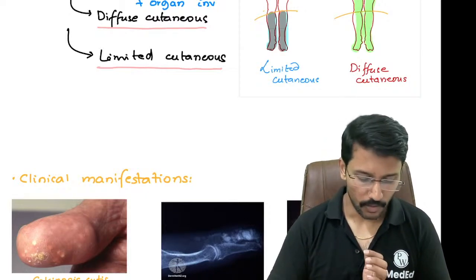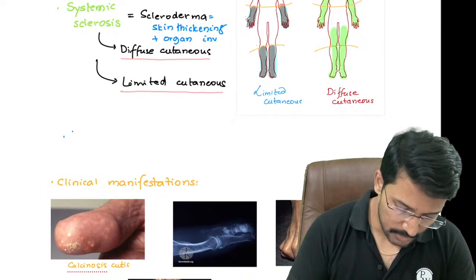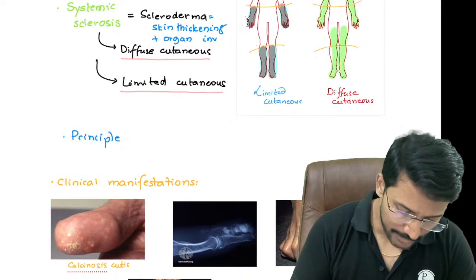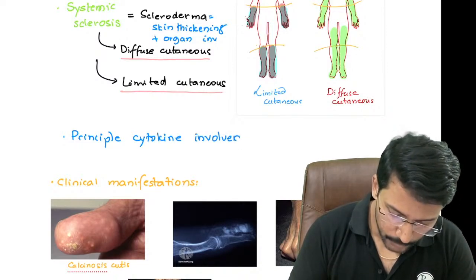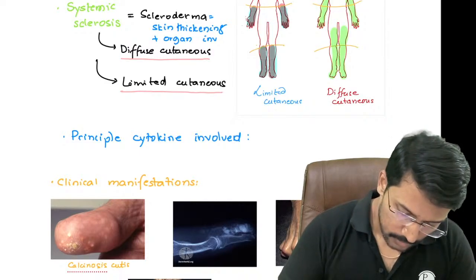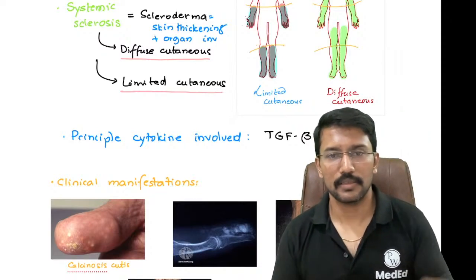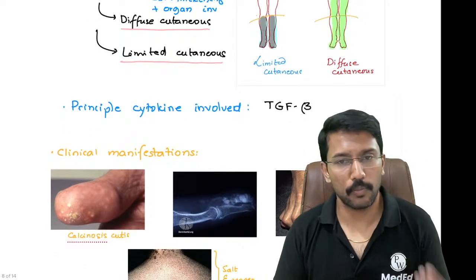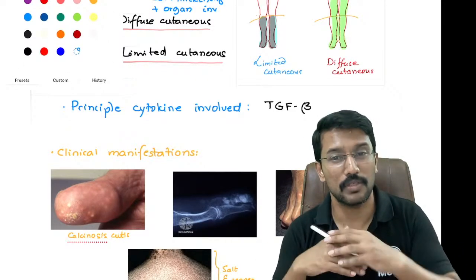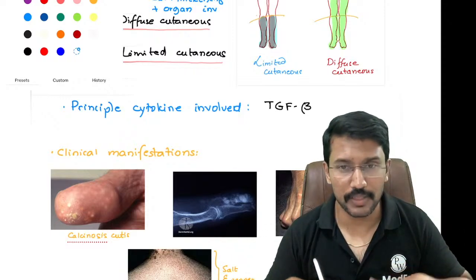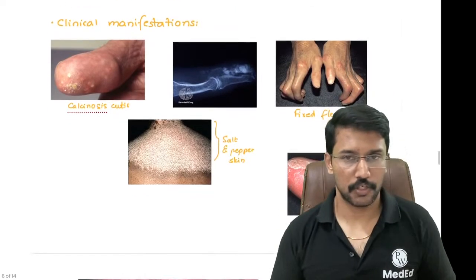Okay. Now it is also an autoimmune disorder, and then obviously there comes the question, which is the principal cytokine involved. When it comes to SLE, it was interferon 1, but when it comes to systemic sclerosis, it is transforming growth factor beta. This is a cytokine which stimulates the fibroblast, and when fibroblasts are activated, they cause fibrosis of the tissue. That's why we have this skin thickening or hardening, because the skin is getting fibrosed. We also have fibrosis of the internal organs. That's why we call it systemic sclerosis. Okay. So what are the clinical manifestations?